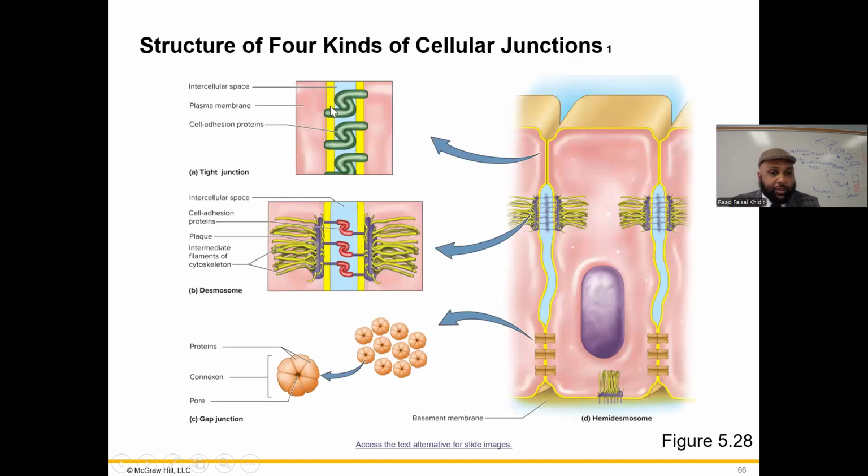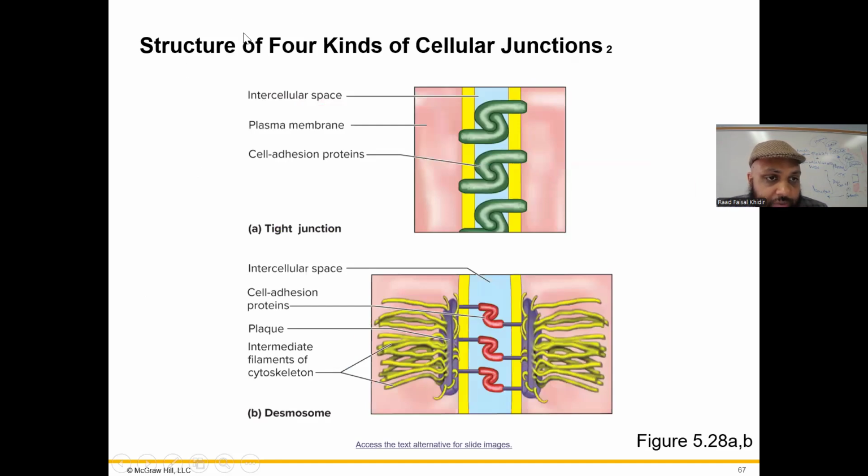These are the intercellular space, these are the plasma membrane, and these are the cell adhesion proteins. These are tight junctions, desmosomes, and gap junctions.